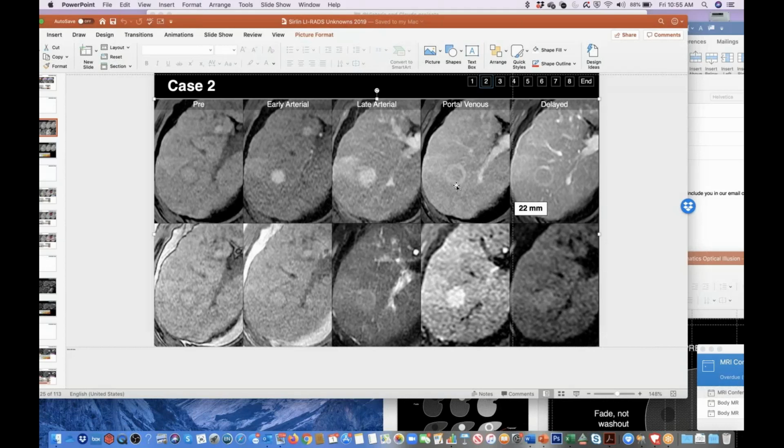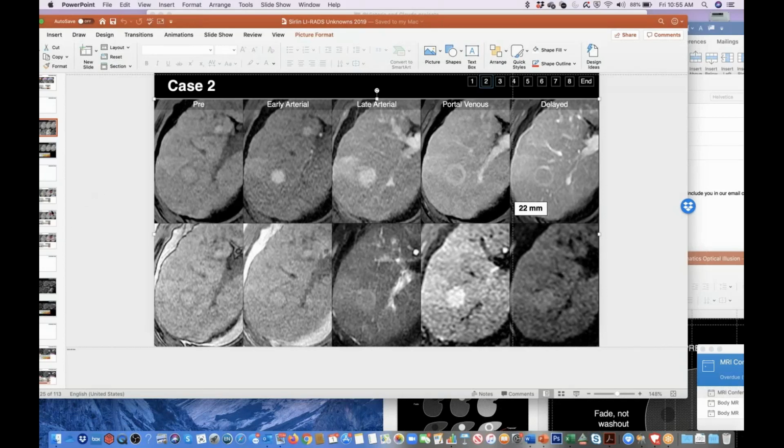Now, this particular lesion was interpreted on the outside as having arterial phase hyperenhancement and washout, and it was called LI-RADS 5. It was appropriate to call this a LI-RADS 5, but it's not appropriate to say there's washout. There's not washout. If you look carefully, the mass is perfectly isointense to the background liver. So according to the LI-RADS definition of washout, this is not washout.